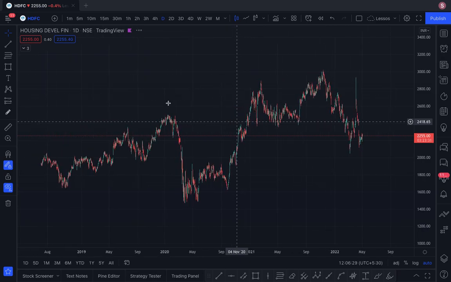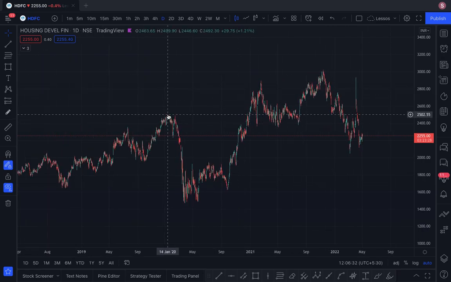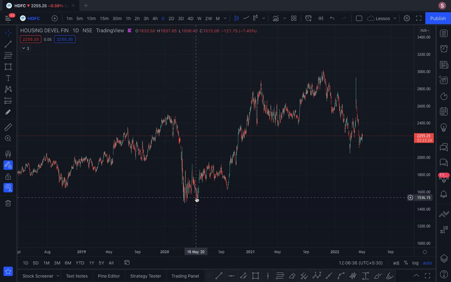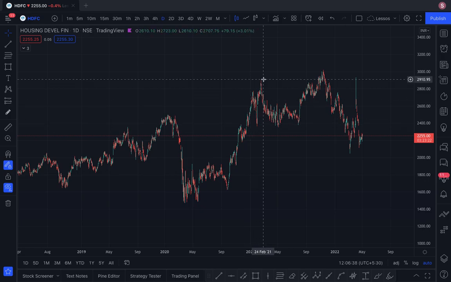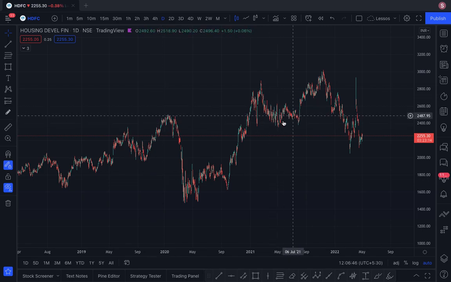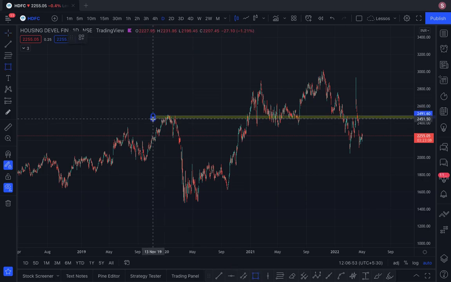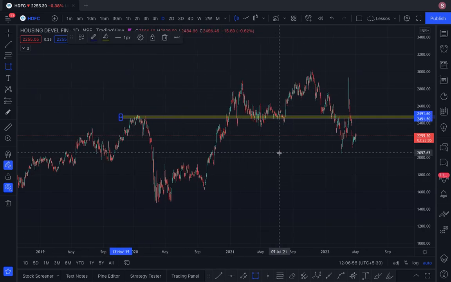So you see here, this was a big area of resistance, and the price moved down. Then this was broken and the price moved up. See, such a big movement from these two price points. So this resistance was acting as a support around this area as well. So I'll mark this area, approximately this area. All right.